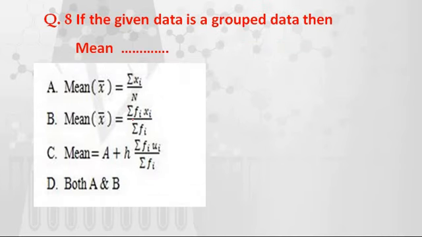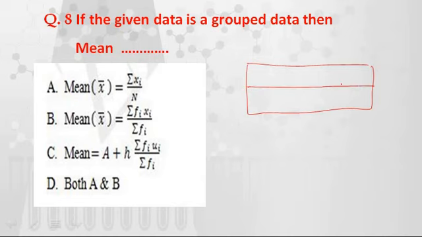Question number 8. If the given data is a group data, then mean is equal to. So first of all, one should know what is a group data. A group data is a data in which the value of the variable is given in the form of class intervals. I am writing one example. The value of the variable xi is given in the form of class intervals like this: 0 to 10, 10 to 20, 20 to 30, along with its frequency distribution. So class intervals are given in the data. That kind of data is called a group data.